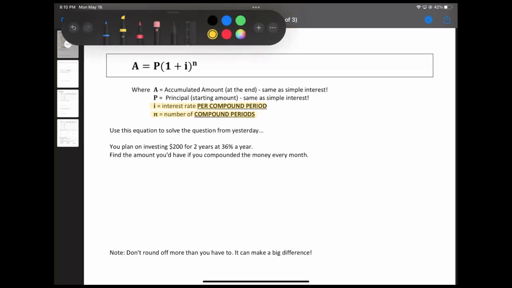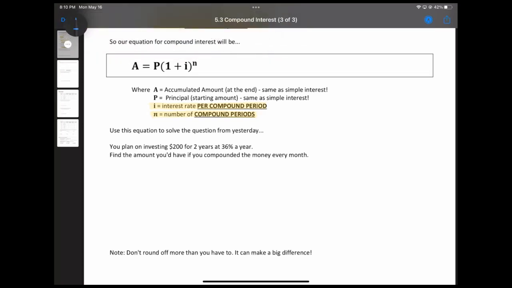So let's use this new equation to solve the question that we did yesterday in the practice problem, but much, much faster. The question was, we're investing $200 for 2 years at 36% a year, and we're going to compound it every month. So it's equivalent to taking the money out and putting it back in every month. We're just going to start calling that compounding. According to our new equation, we're looking for A. We're told that the principal is $200. The i is the interest rate per compound period, so 36% per year divided by 12 to get 3% per month, or 0.03. And n is the number of compound periods, which is 2 years times 12, or 24 months.